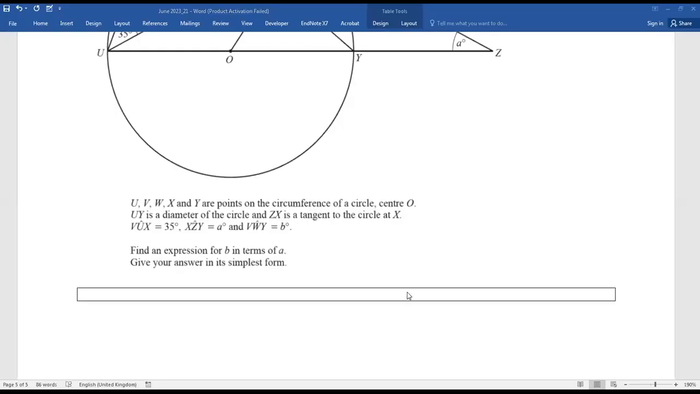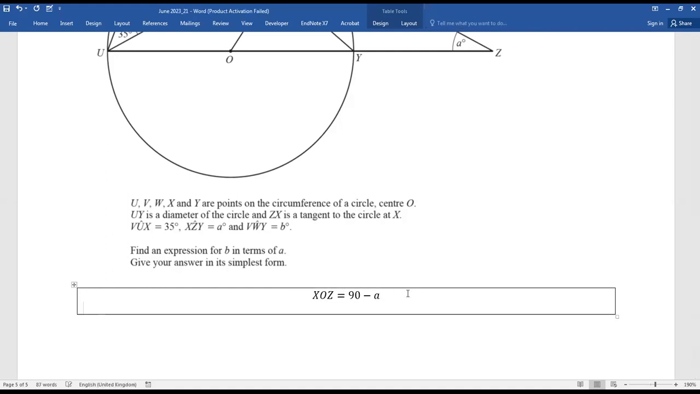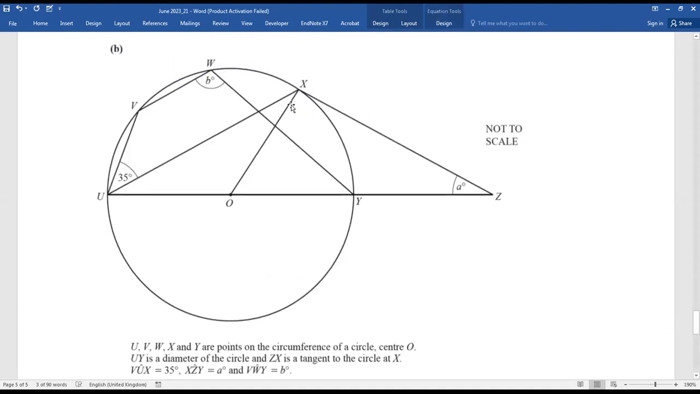First I'm saying XOZ is 90 minus A. Why? Because this is a right angle triangle. XOZ is a right angle triangle. This angle is already 90. If one angle is 90, the sum of the other two is also 90. If this one is A, this one will be 90 minus A.